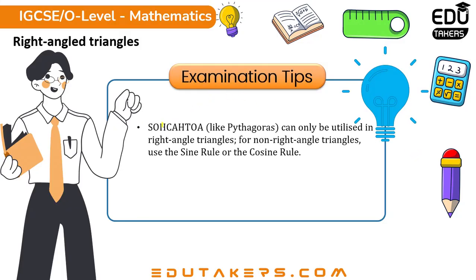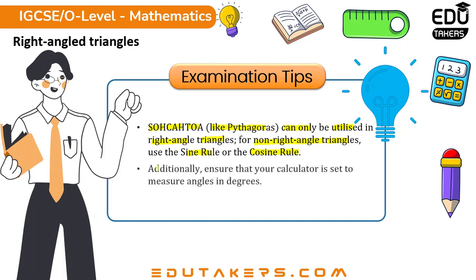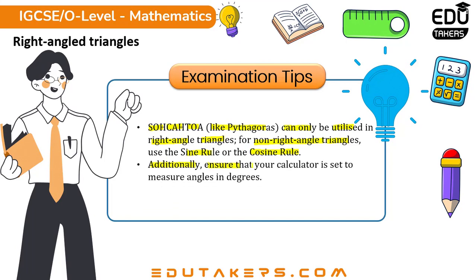Examination tips. SOH, CAH, TOA, like Pythagoras, can only be utilized in right angle triangles. For non-right angle triangles, use the sine rule or the cosine rule. Additionally, ensure that your calculator is set to measure angles in degrees.